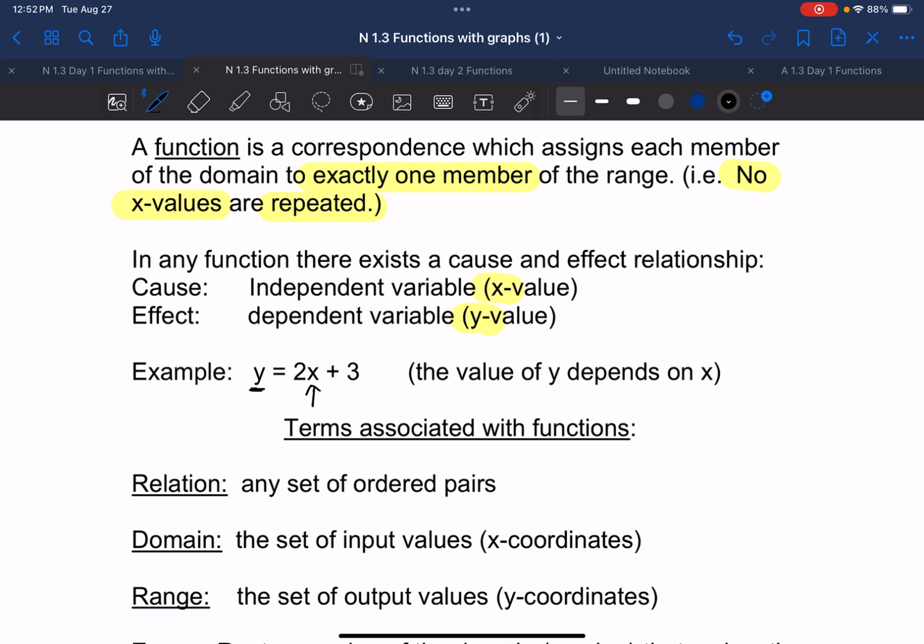For example, if I were to put a 1 in here, then I would get an output of 5. But if I were to change this value out for, let's say, a 2, then I'm going to get an output of 7, right? So this value is directly dependent on the x.